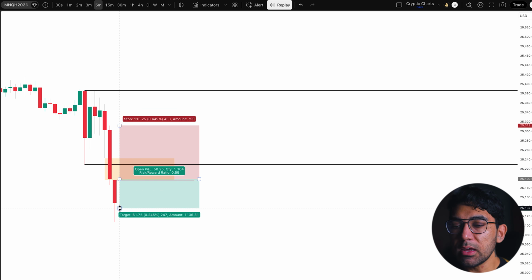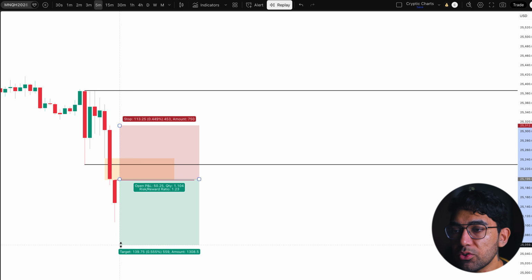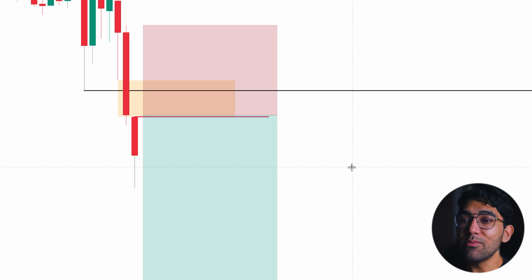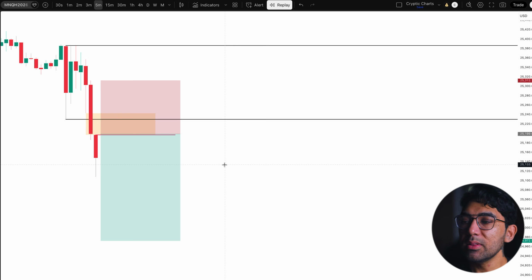Then in terms of targeting, what we're going to do is we're just going to go for a 2R move, right? So I'm just going to drag this down. And if you look in the middle of this, just here, you're going to see it says risk to reward ratio of 2. That's all you're going to be looking for on every single trade. What that means is that on a winning trade, you're going to make 2 times as much profit as you would lose if you were wrong. And that's what really helps you to stay profitable over time in the long run.